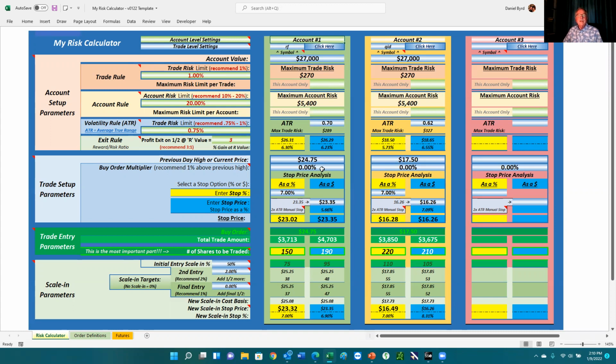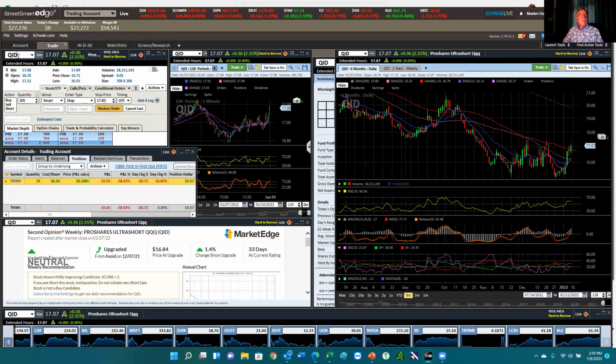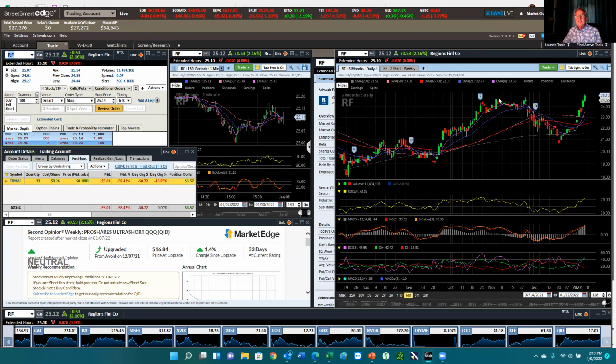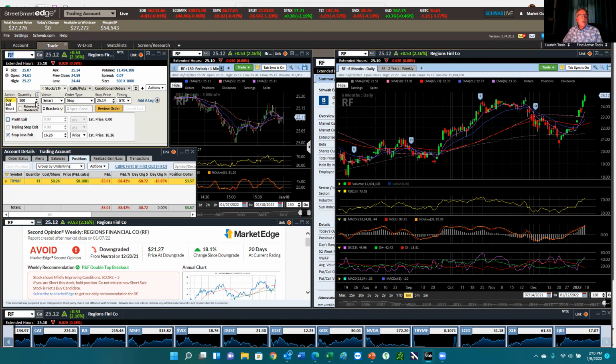Let's do RF. Same deal. We'll do two trades, 50%. Same deal. So in this case, our price is $24.75. So RF. There's the chart. You can see it's breaking out. There's the high right there. It broke out Friday. Now we want to buy this one.